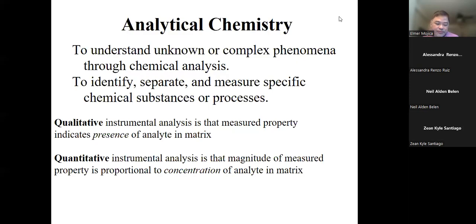So this course is what we call analytical chemistry. And if we're going to look at this, we could say this is a continuation of your Chem 32. So everybody took Chem 32 already?